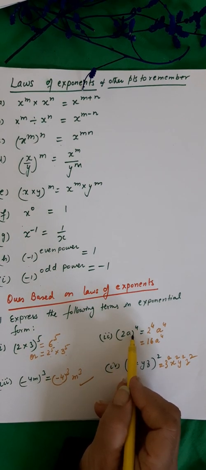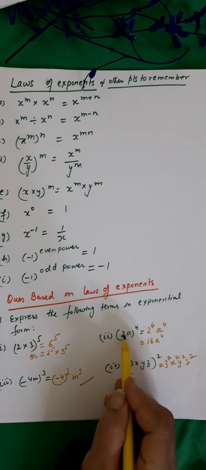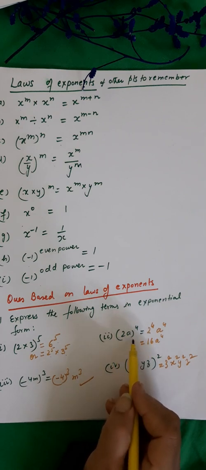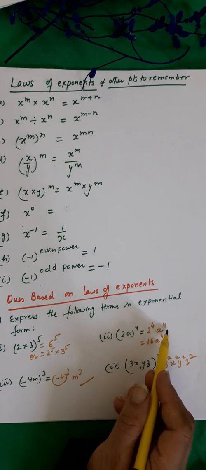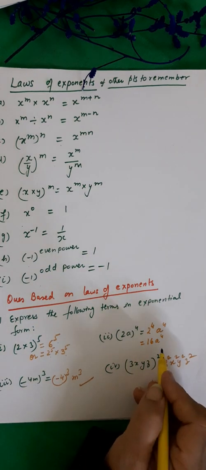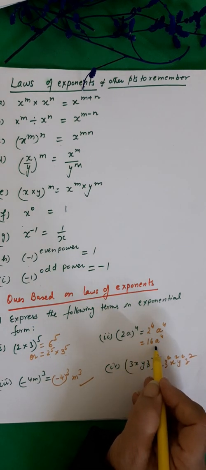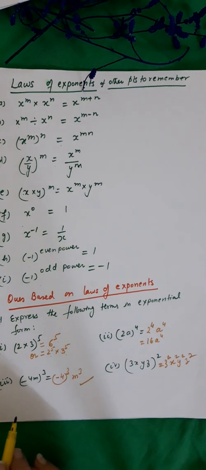2a whole raised to the power 4. And raised to the power 4 is with both because bracket has been put. So this will get distributed over both. That is 2 raised to the power 4 into a raised to the power 4. And if I have to simplify, then I will write this as 16 a raised to the power 4.